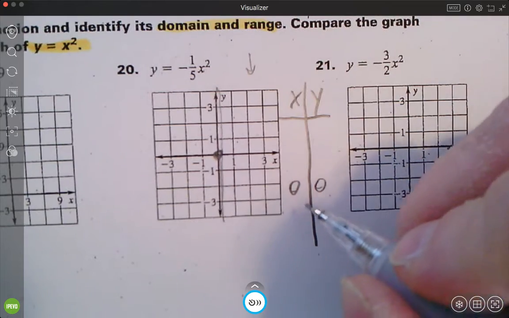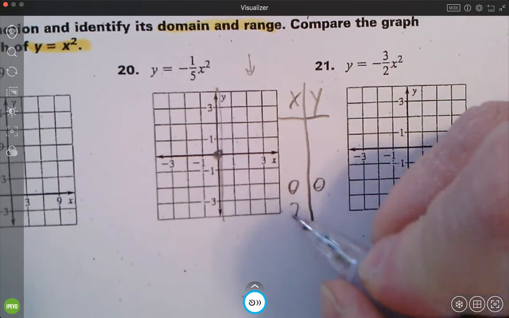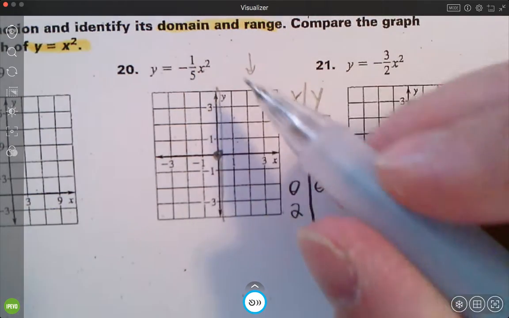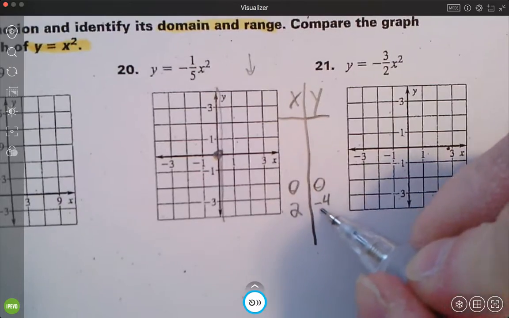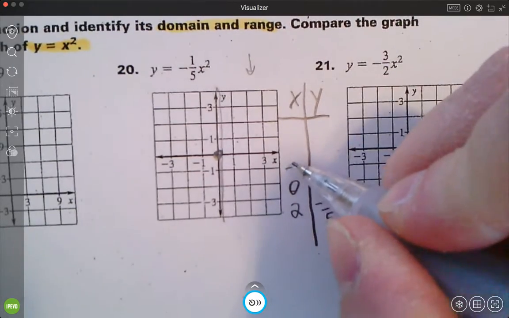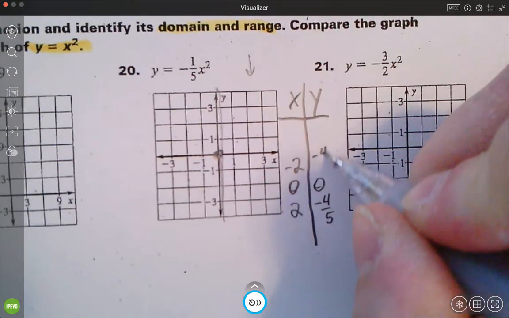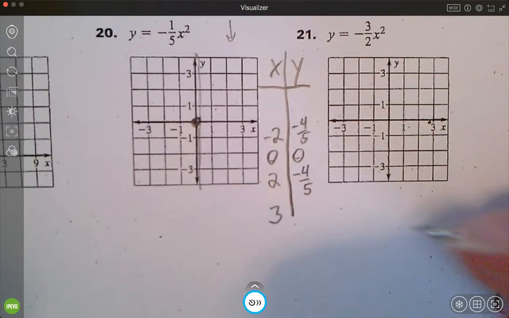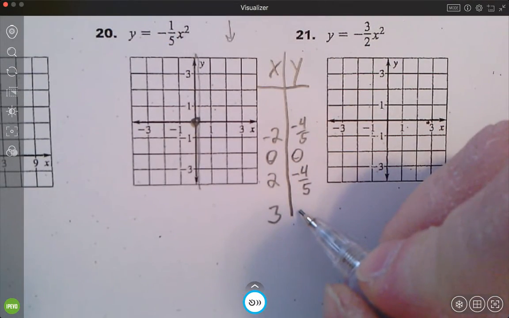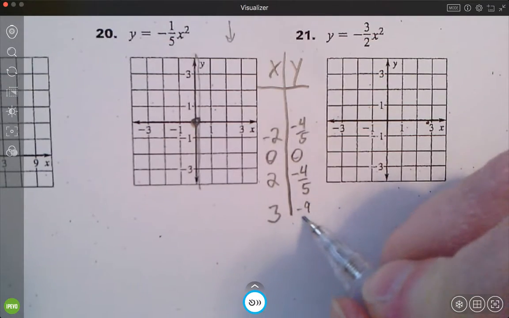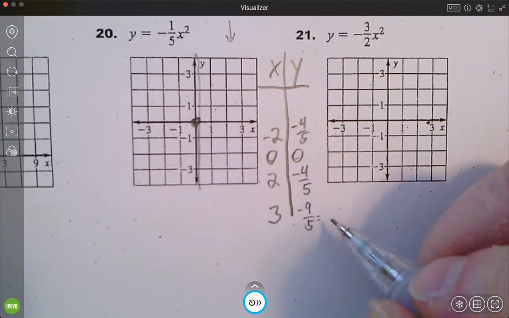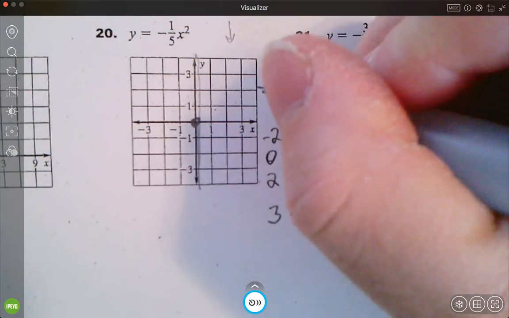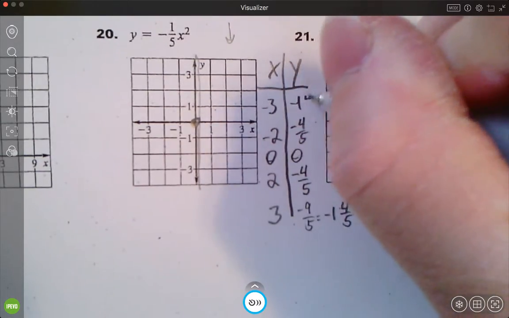So I'm going to try putting in 2 here. If I put in 2, 2 squared is 4, and then 4 times negative 1/5 would be negative 4/5. So then I know at negative 2, it's going to be the same thing, negative 4/5. And I'll try 3 as well, see what that looks like. So 3 squared is 9, and so that would be negative 9/5. We know that negative 9/5 is negative 1 4/5. So then at negative 3, it would be negative 1 4/5.